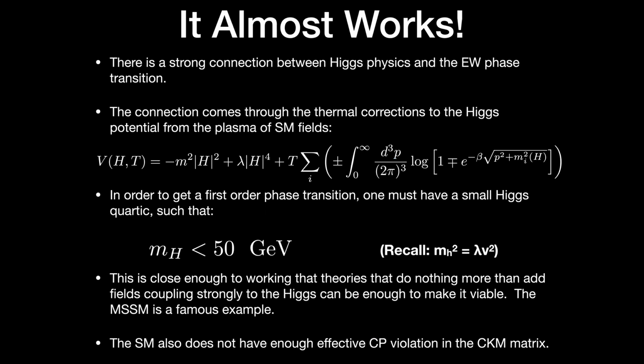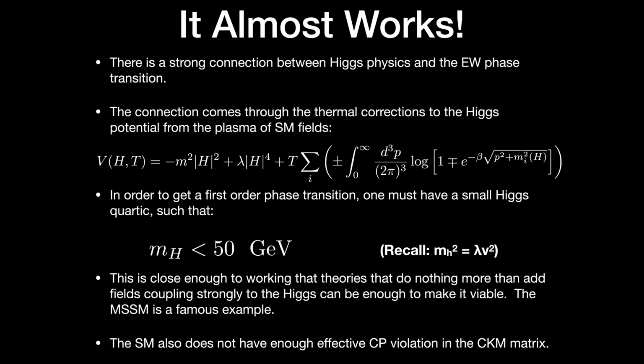And it almost works. There are two sort of problems that let the standard model not explain the baryon asymmetry. The first one is the strong connection between Higgs physics and the electroweak phase transition. If I look at the Higgs potential and its thermal corrections, I get an expression like this one that's printed in a sort of schematic form in the middle of the slide. There's a tree level potential, which just says there's a VEV at low temperatures.